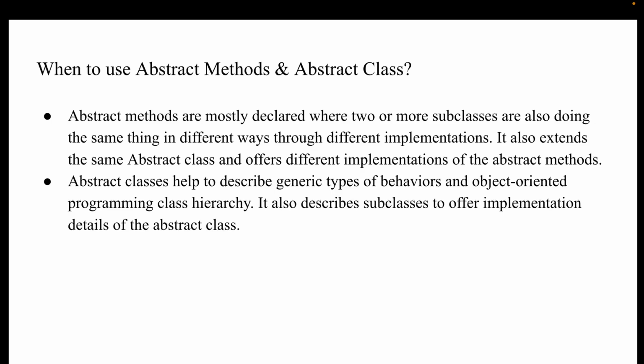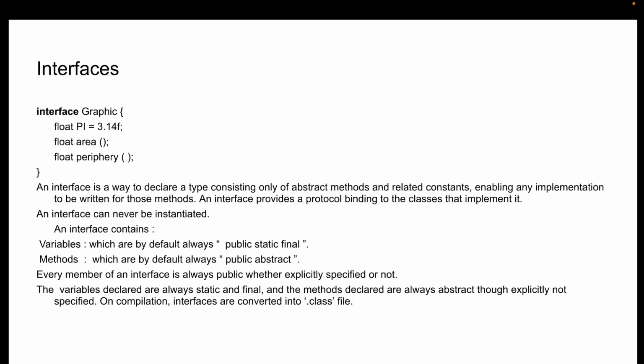Abstract classes help to describe generic types of behaviors in the object oriented programming class hierarchy. They also describe subclasses to offer implementation details of the abstract class. This we have seen using the example of the bank account, which was an abstract class, and there were two child classes, savings account and current account. So this is how we achieve the object oriented principle of abstraction using abstract methods and abstract class.